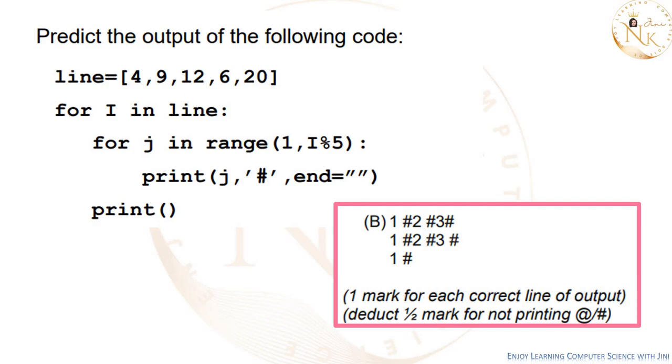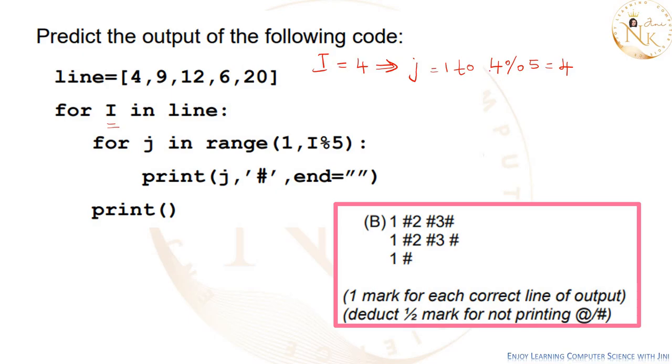Okay. So the R part of the question is line is equal to 4, 9, 12, 6, 20. For I in line, I'll explain this very simple. So this is your list. Line is a list. For I in line means I will iterate the elements of a list one by one. So first value of I is equal to 4. When I is equal to 4, J will take all the values. What is J? J ranges from 1 to I modulus 5. What is 4 modulus 5? 4.